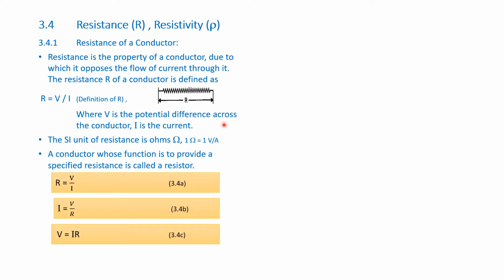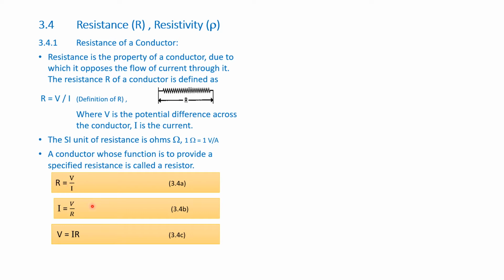So we have three different forms of the same equation. We had studied V is proportional to I, that is V is equal to IR. This is the equation repeated here as 3.4c. This can also be written as R is equal to V by I. The same equation written in a different form where we had given the value of R.